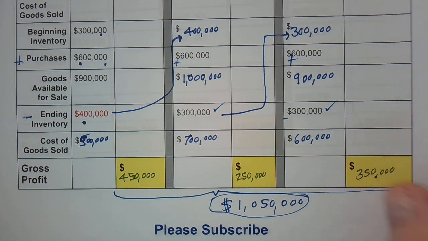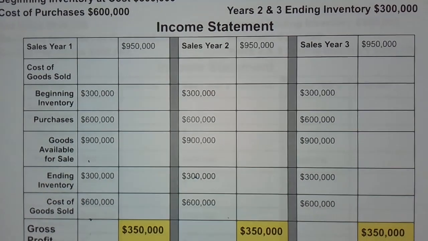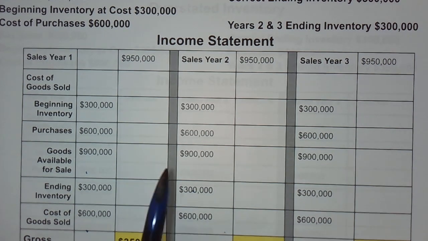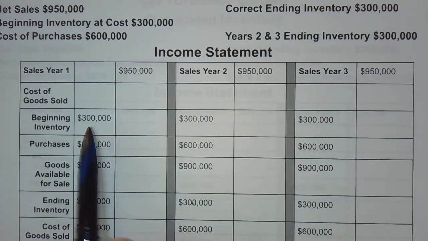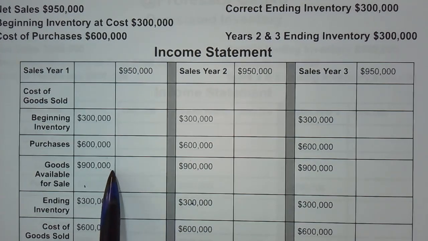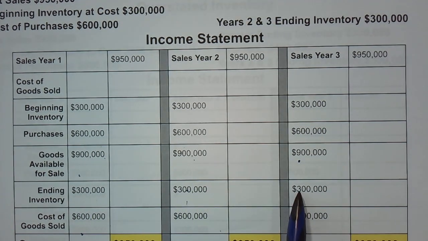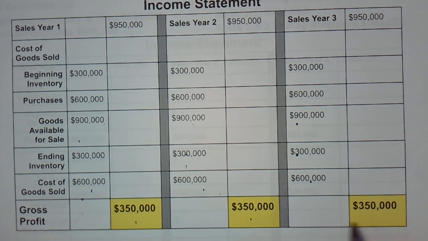Let's compare that to doing everything correctly. On this sheet, we actually do everything correctly, and that's going to show us what our profit is. In this case, we're going to have the same 950,000 sales for each year. Our beginning inventory is correct for each year. Our purchases are the same. Our goods available for sale is the same. Our ending inventory is done correctly here. So that means our cost of goods sold is 600,000 each year, and each year our gross profit is 350,000.